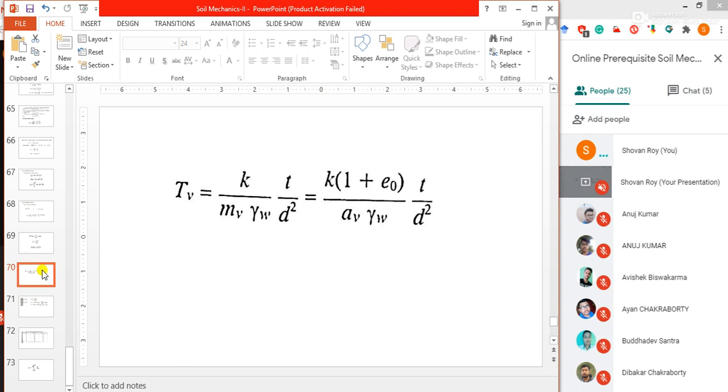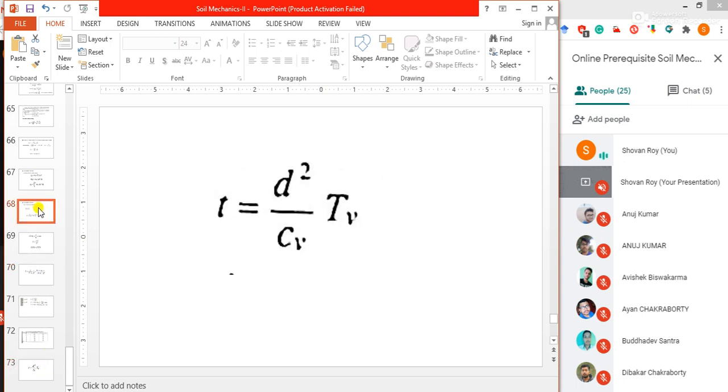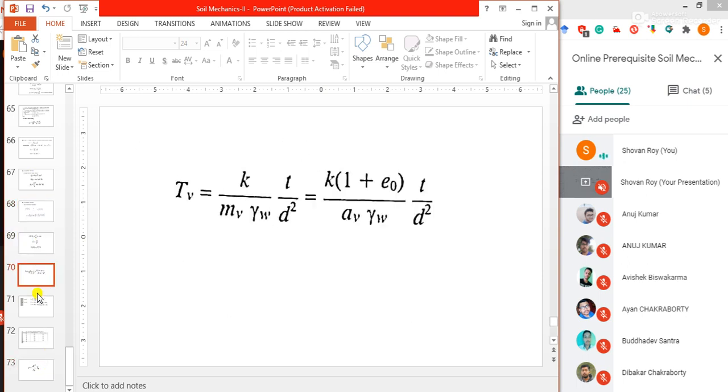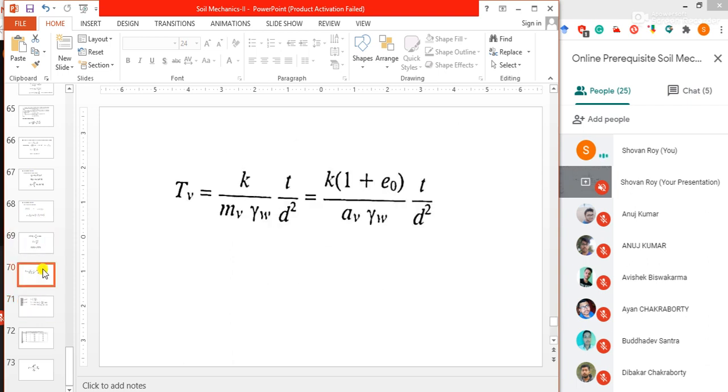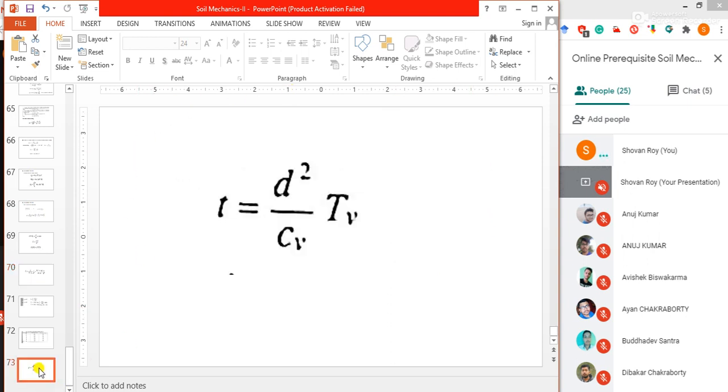this formula we have changed, this equation we have changed to t equals d square by cv into tv. Okay, t equals d square by cv into tv.